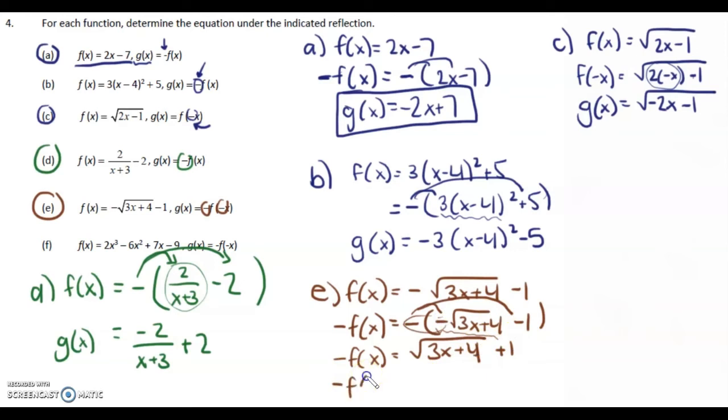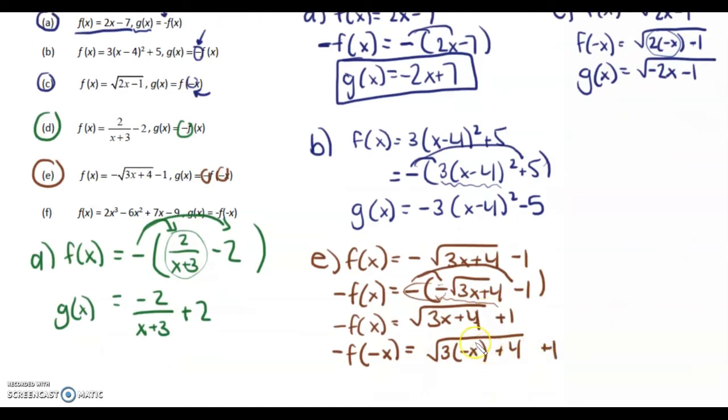Now I'm going to take that -f(x), and negate every single x value. So √(3(-x) + 4) + 1. Okay, so I'm going to have -f(-x), which is also known now as g(x). And if we multiply that, it's √(-3x + 4), and then + 1 outside of the brackets.